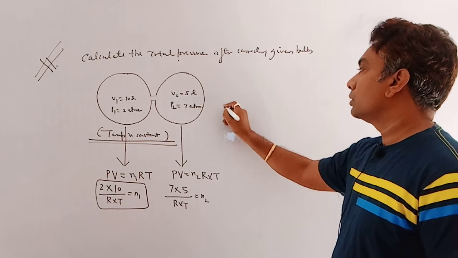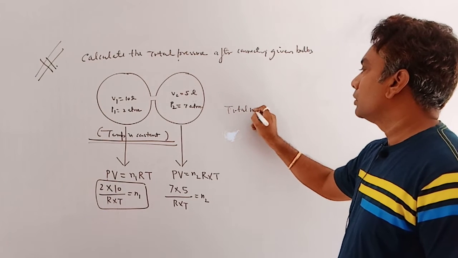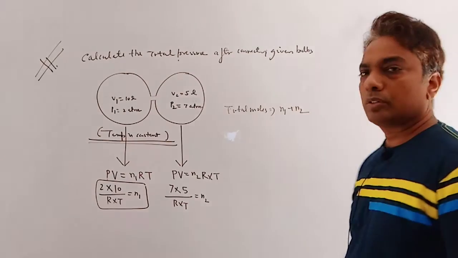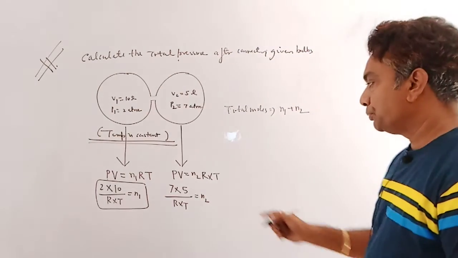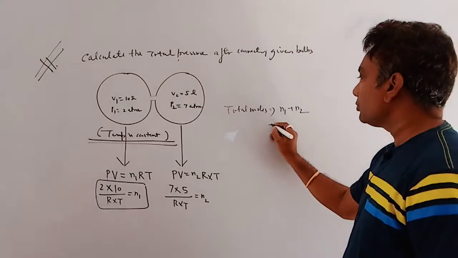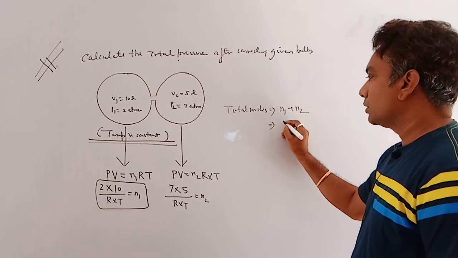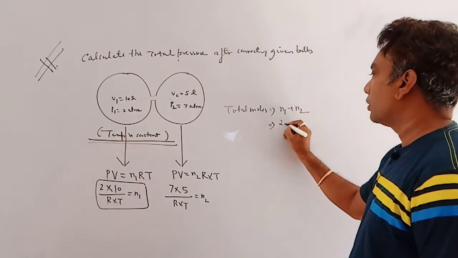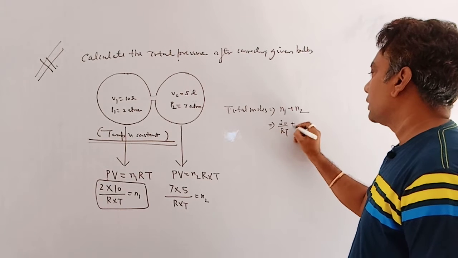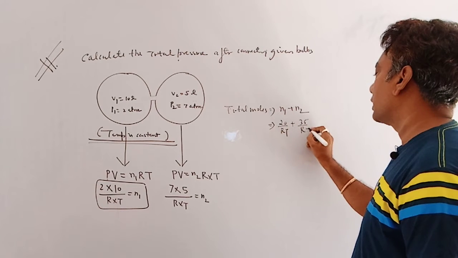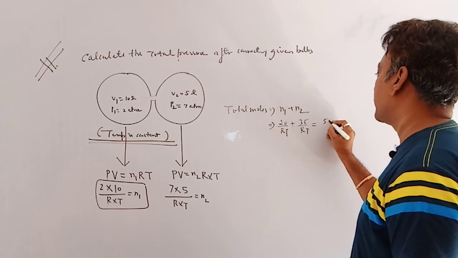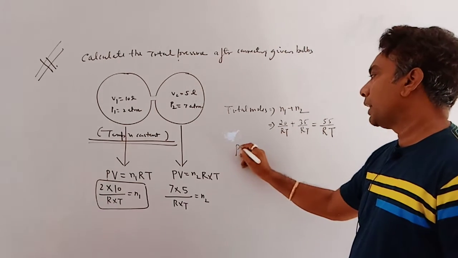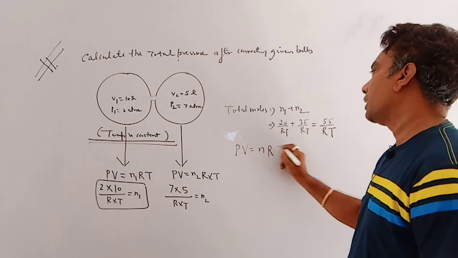After connecting both bulbs, the total moles will be N1 plus N2. Clear? So it is 20 by RT plus 35 by RT. So it will be 55 by RT. Clear? Now again by applying PV is equal to nRT.